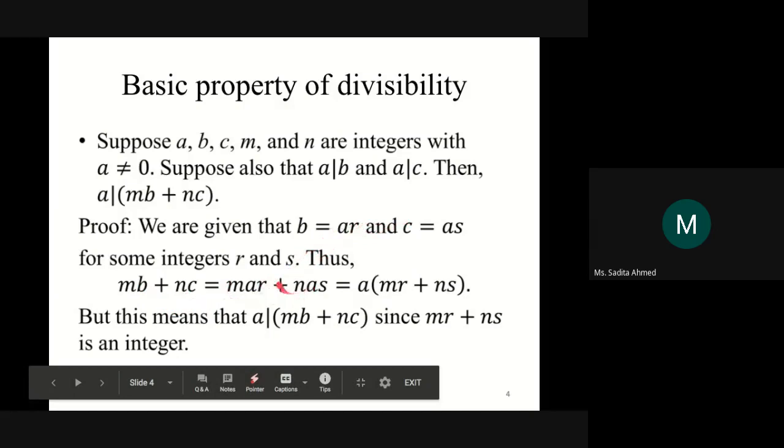So we are replacing B and C with these values respectively. In that case, A is in common in these two sum terms. Both of the sum terms have A in common. So if we take A in common, what do we have left? MR plus NS.